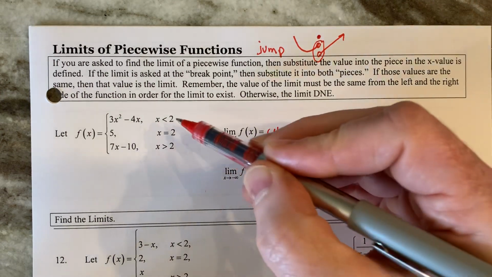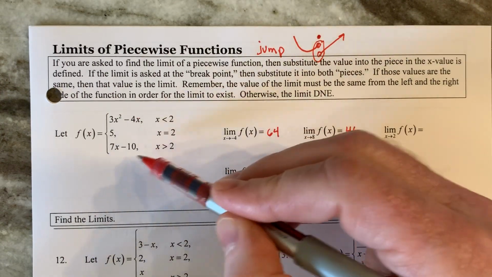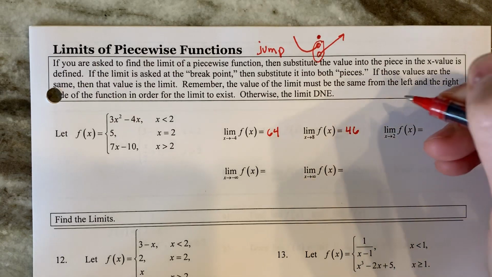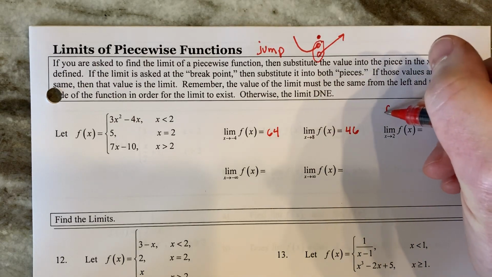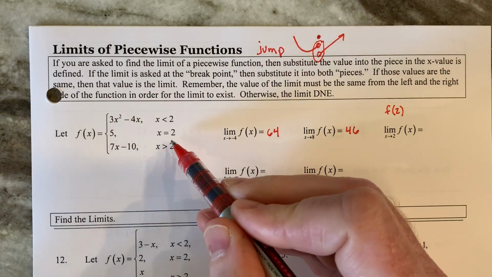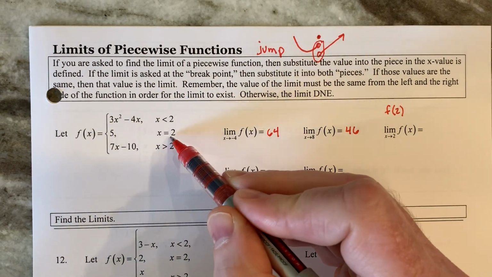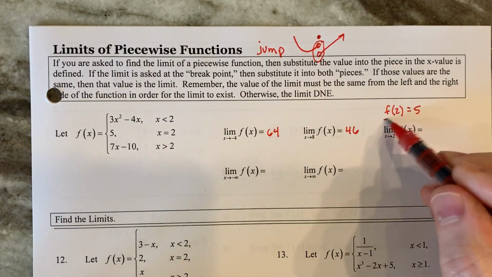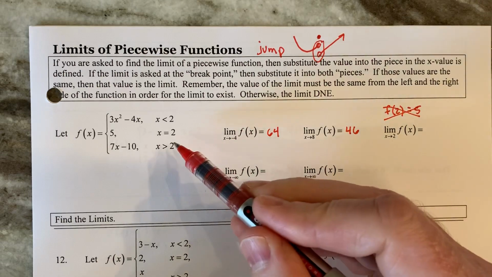Now 2 is right there where all these graphs meet or come together. Now remember, a limit is different than me saying what's f of 2. If I want to know what f of 2 is, I want to know what's the value of f at 2. Well, that's 5, okay? But a limit could care less about what happens at 2.